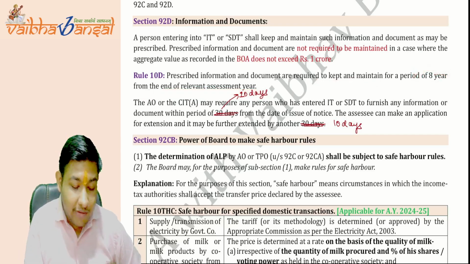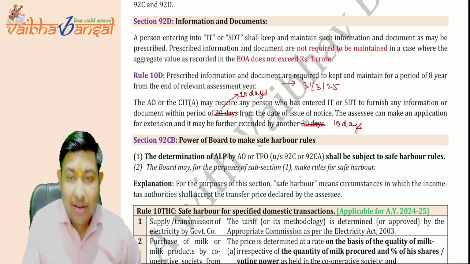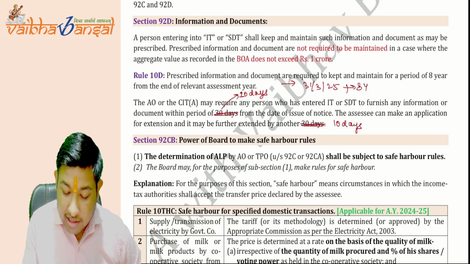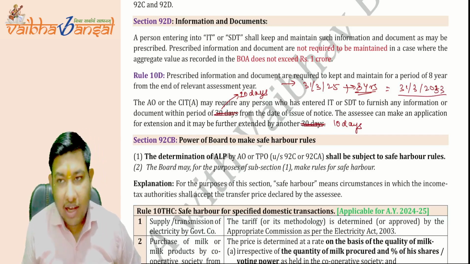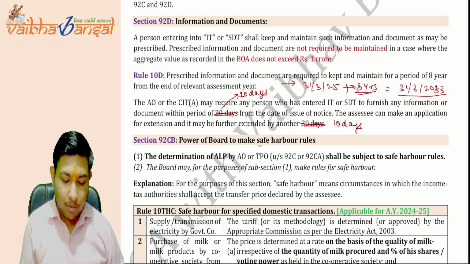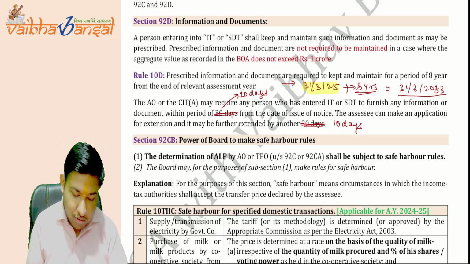From the end of the relevant assessment year, for our date it is 31st March 2025, where our assessment year is completing. From here we will add 8 years as well, then it will come to 31st March 2033. Till here we have to keep all our information and documents for the assessment year 24-25. Is this point also clear to you all?